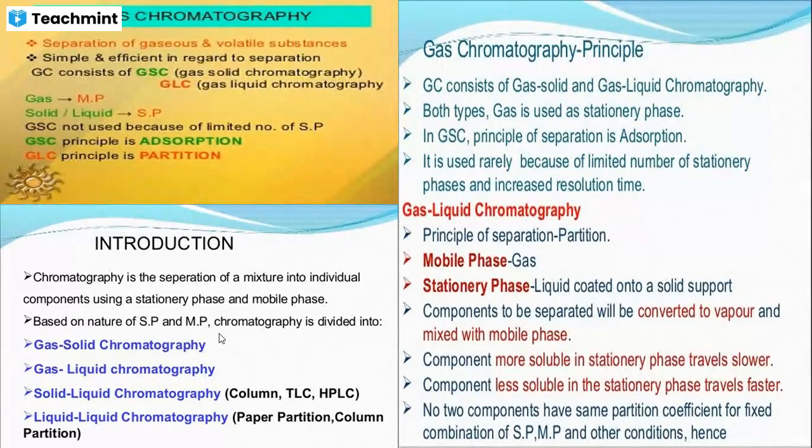First of all, the mobile phase is a gas and the stationary phase is a liquid. Components to be separated are converted to vapor and mixed with the mobile phase. A component more soluble in the stationary phase travels slower, and a component less soluble in the stationary phase travels faster. No two components have the same partition coefficient for a fixed combination of stationary phase, mobile phase and other conditions.